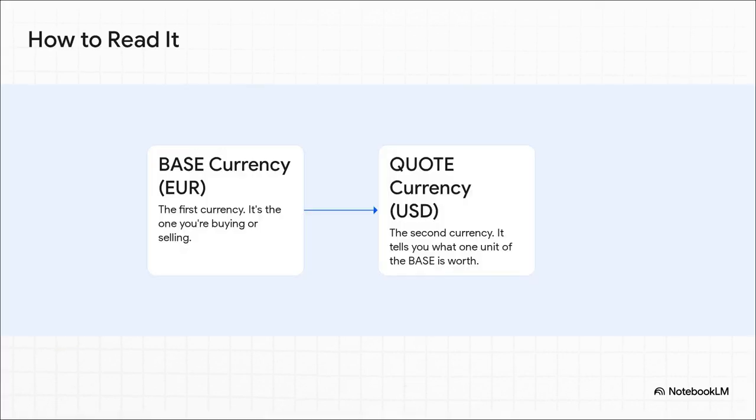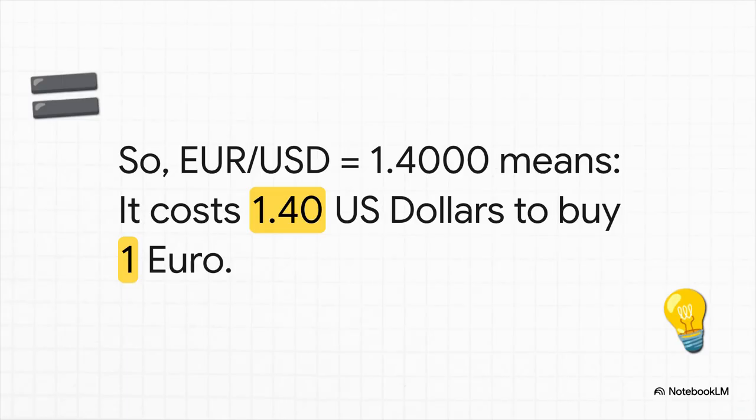It all comes down to the order. The first currency, in this case the euro, is the base currency. It's the thing you're actually focused on buying or selling. The second currency, the US dollar, is the quote currency. You can think of it as the price tag. It's telling you how much one of the base is worth. So when you put it all together, that price, 1.4000, is just telling you how much of the second currency it costs to buy 1 unit of the first currency. In this case, it costs $1.40 to buy a single euro. Once that clicks, you can read any currency pair out there.